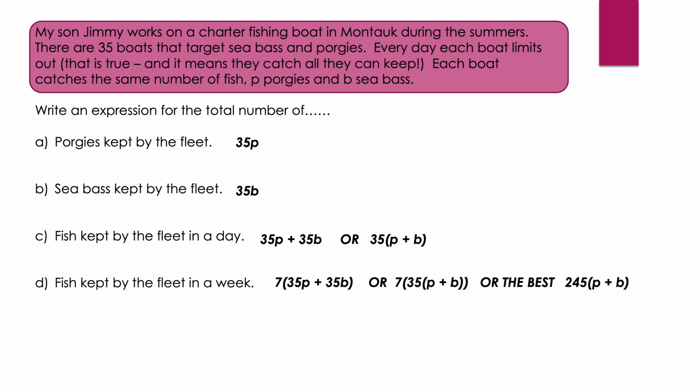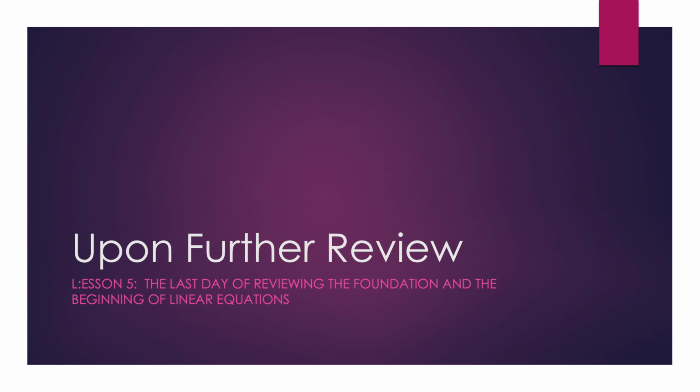Letter D, fish kept by the fleet in a week. Well, you got to take the answer to part C, which is a day, and multiply by 7. So you could do 7 times the first answer in letter C, or 7 times the second answer in letter C. Or my personal view of which one's best is to realize that 7 times 35, or 7 days of 35 boats a day, is 245 boats altogether, times the P plus B for the week. Little emphasis there on these solutions.